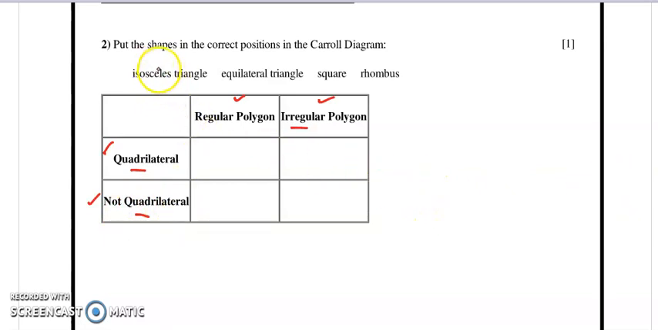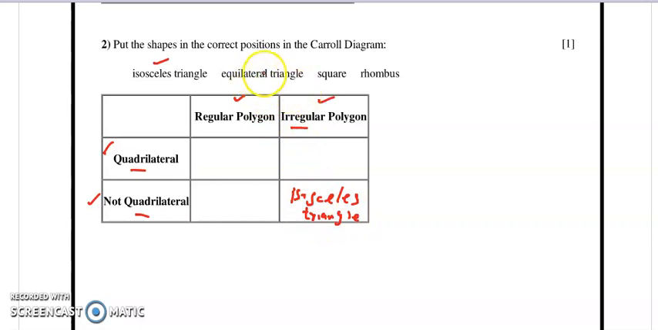If we look at the first one, it is an isosceles triangle. An isosceles triangle is a triangle in which two sides are equal. So it means it is not regular, and it also has only three sides. So I will put it in the irregular polygon category. It will be here in the irregular and not quadrilateral, so it is going to be the isosceles triangle.